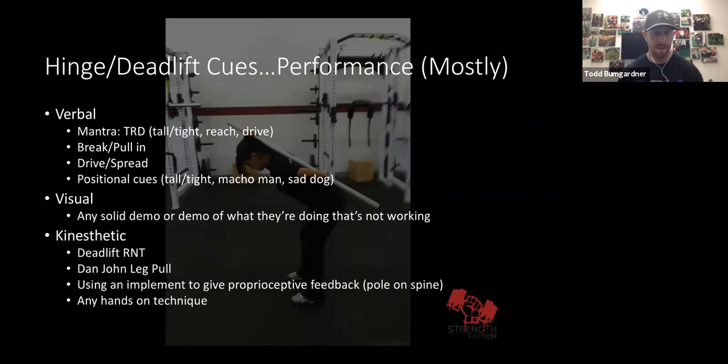The deadlift RNT, which if you guys haven't seen, is the one where you put the bar through the PVC pipe, put the PVC pipe through a band, have the band anchored to a squat rack, and make them keep it on their legs so they understand lat tension. The Dan John leg pull: you have somebody hold on to something, you pull their legs so they understand what hamstring tension feels like. Anything that's going to give them information from a kinesthetic input standpoint.